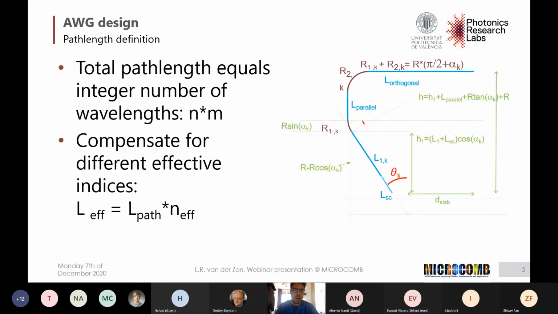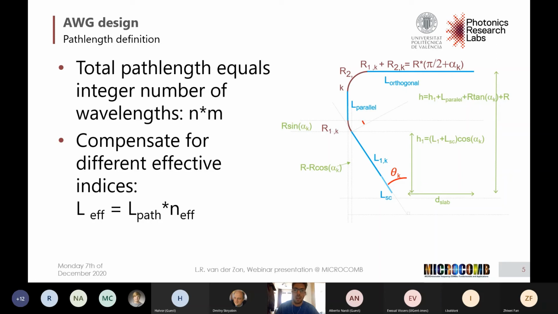As you see, the path length is very important, and the path length is defined by an integer number of wavelengths. Every path is m times longer than the previous, and m defines the free spectral range in an AWG.